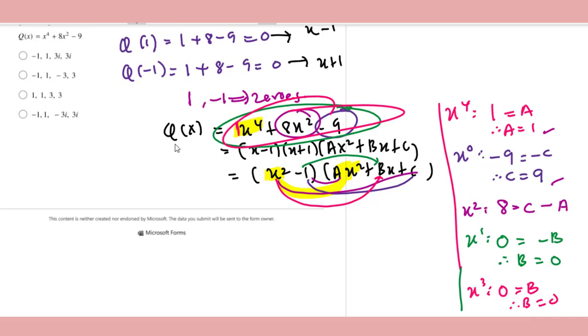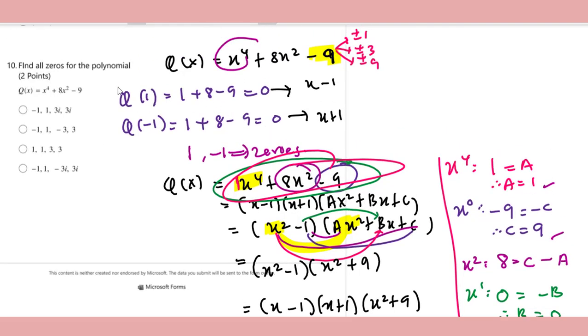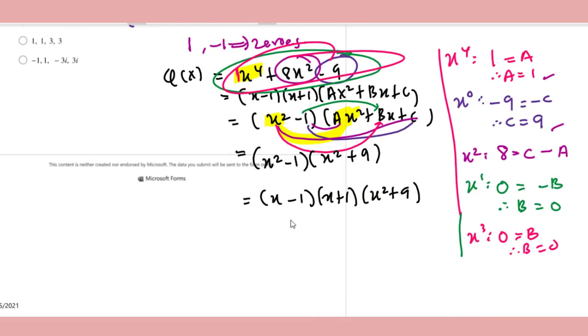Next, continue. (x squared minus 1) with a equal to 1, so x squared, b is 0, c is 9, so plus 9. This one, x squared minus 1, can actually be factorized, but x squared plus 9 cannot be factorized. But we're going to find the zeros of the polynomial. Here we confirmed 1 and negative 1 are zeros. Now x squared plus 9 is equal to 0.